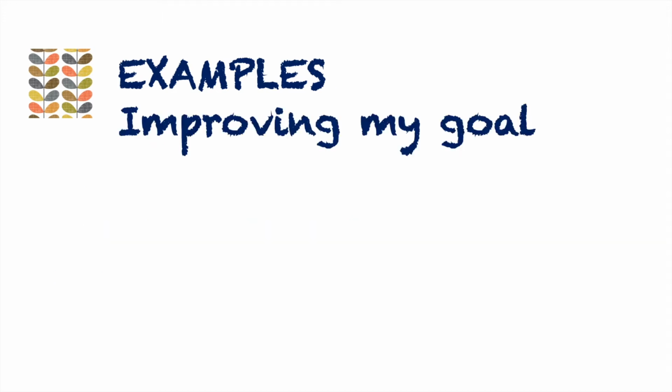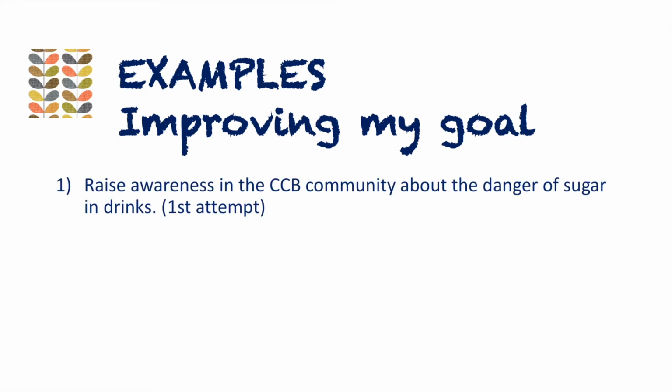Let's have a look at an example of how to improve your goal. This is a student who starts, and the first attempt for her project was to raise awareness in the CCB community about the danger of sugar in drinks. As you can see, this is a little bit vague and general, and this is probably something that you could research in Google if you wanted to find out about the danger of sugar in drinks. You would just Google it and find out your answer.